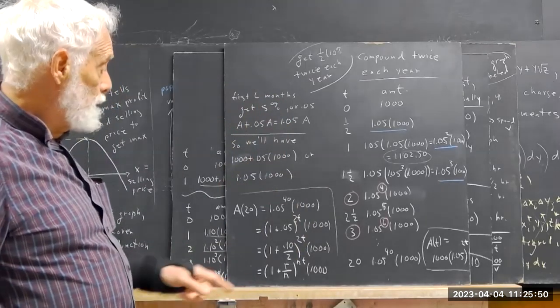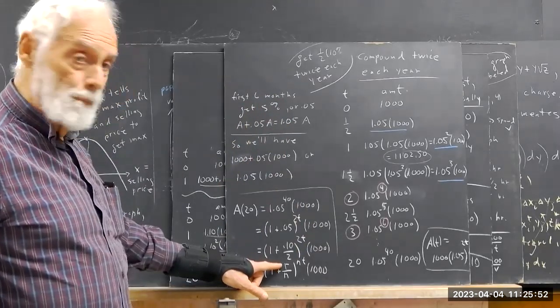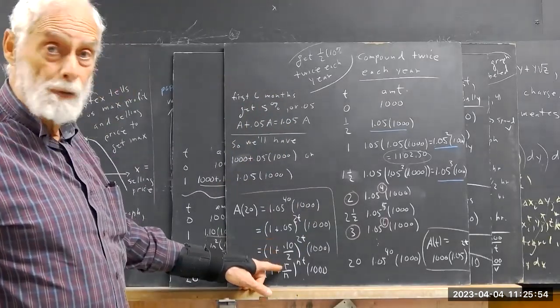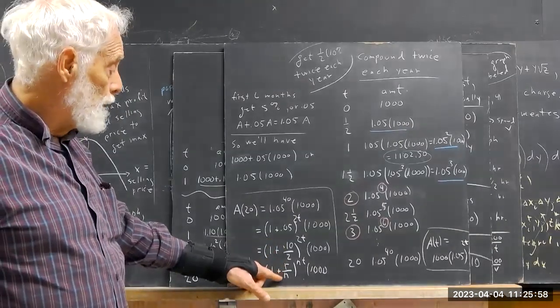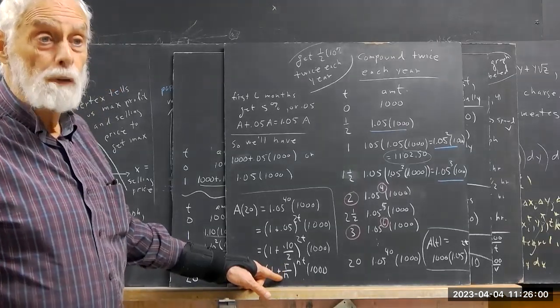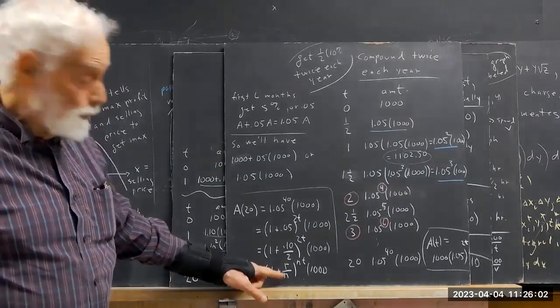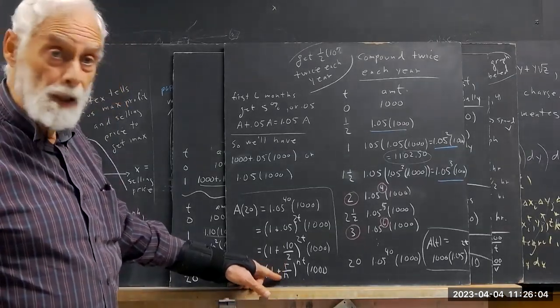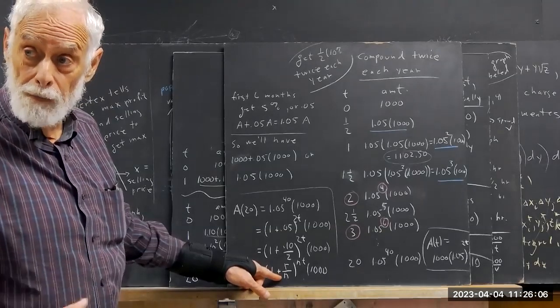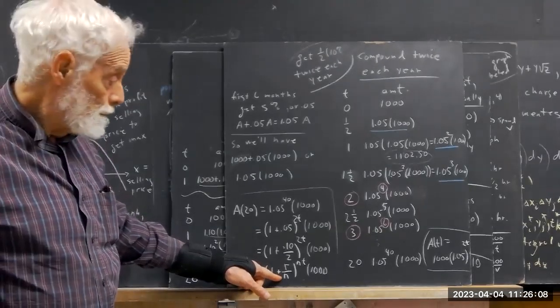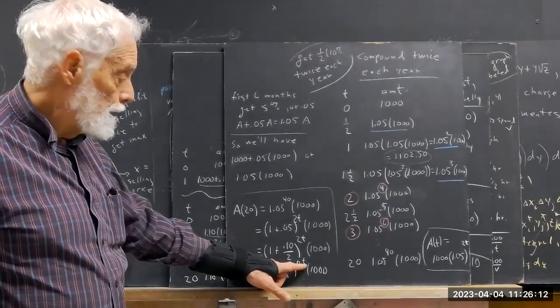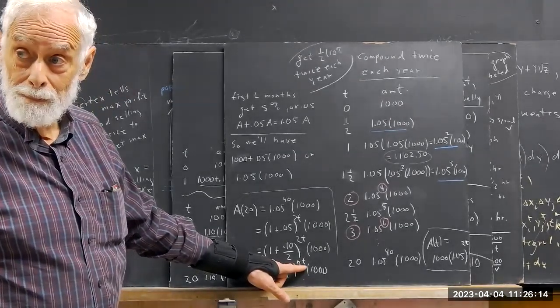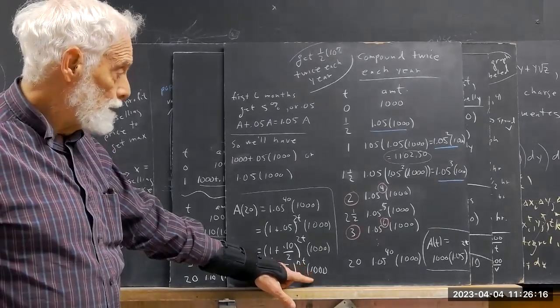In general, if instead of 10% we have some other rate, maybe it's 4%, 0.04, and maybe we're compounding it 12 times a year, we divide the rate by the number of times we compound, and that's what you get every short period. And how many times do we do that? We do that n times in t years. And then that's times 1,000.